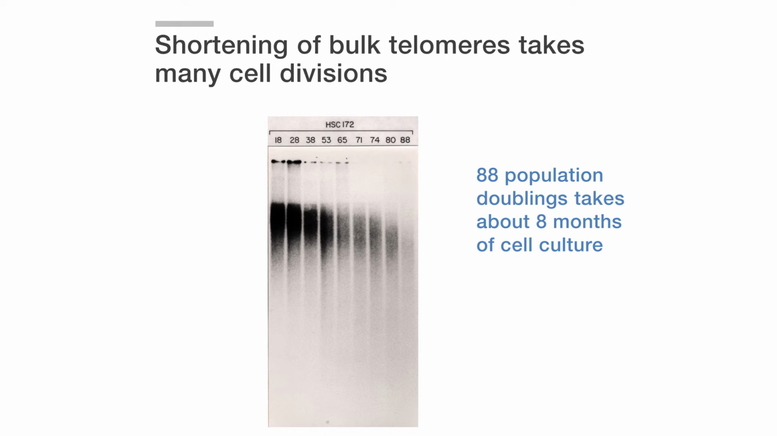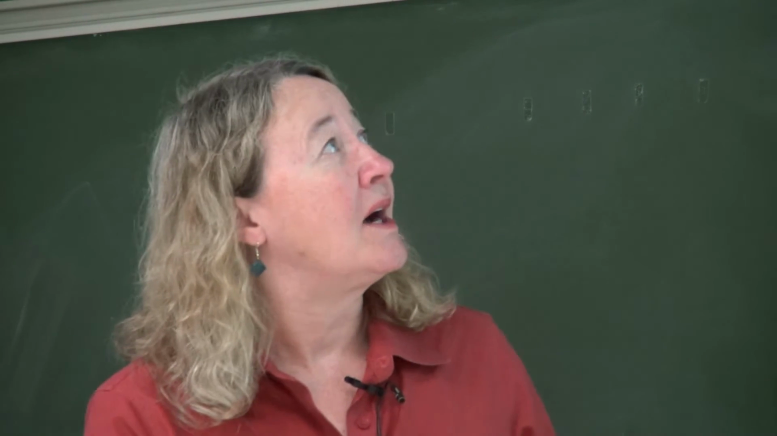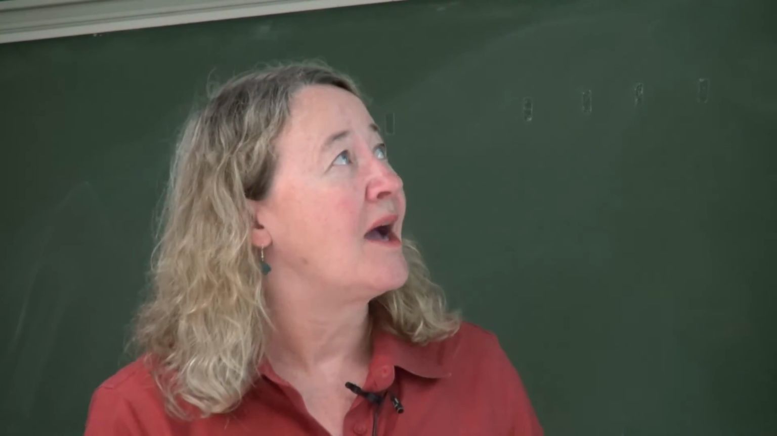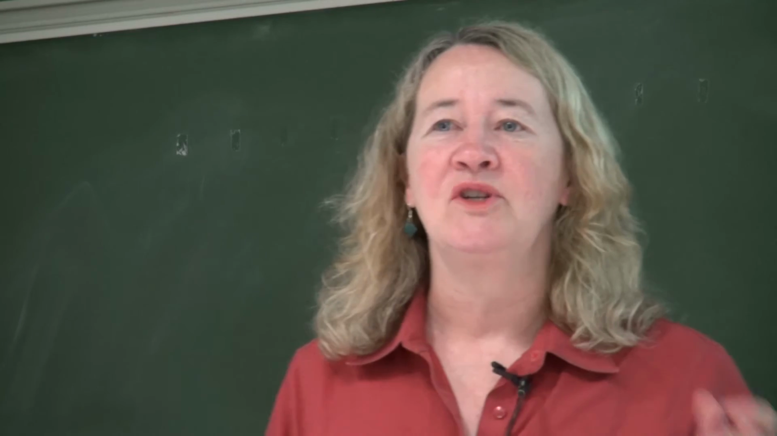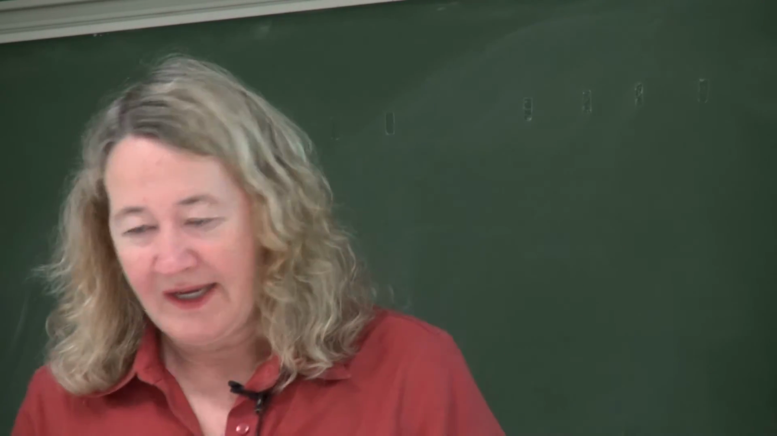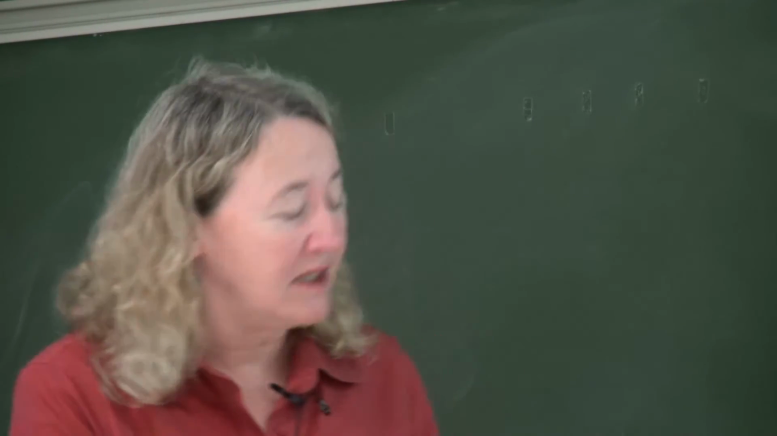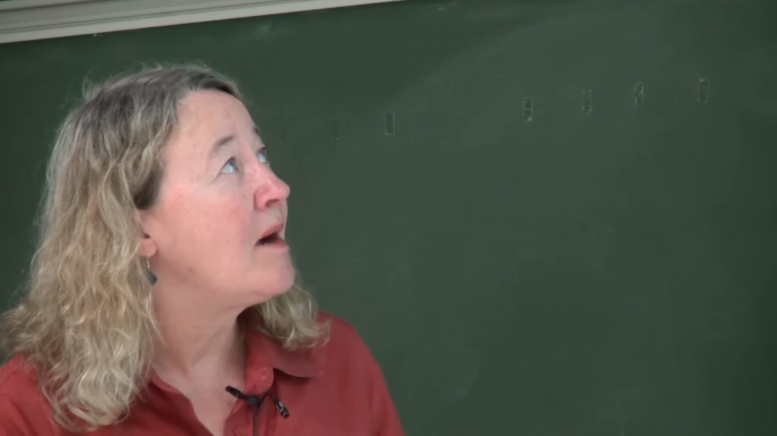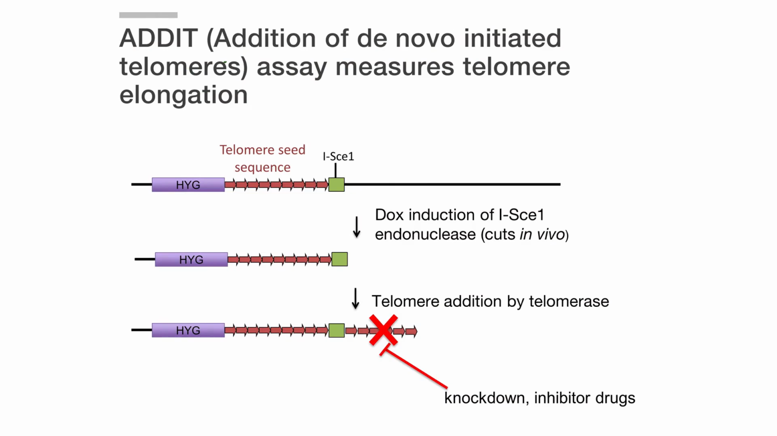We wanted to find a way where we could manipulate telomere length equilibrium in a way that wouldn't take us 8 months in order to be able to see a change. And so Stella Lee, who was a graduate student in the lab, adapted an assay which had been originally probed in yeast by Dan Gottschling's lab.